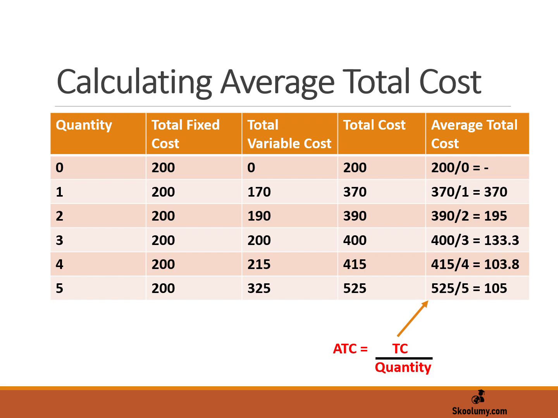Calculating average total cost or average cost. Average total cost is total cost divided by quantity. At output 1, average total cost is 370 divided by 1, 370. At 3, 400 divided by 3, which is 133.3. At 5, average total cost is 525 divided by 5, it is 105.